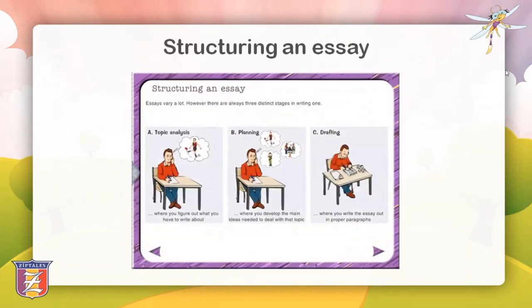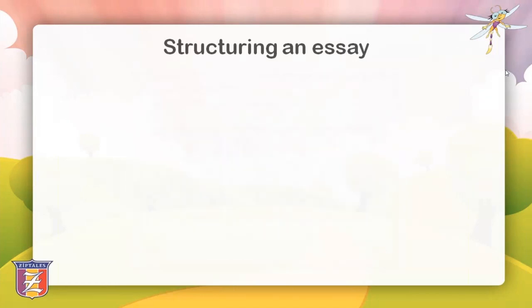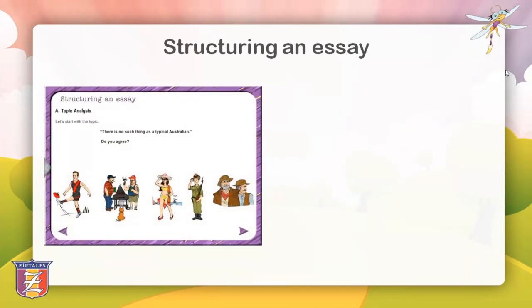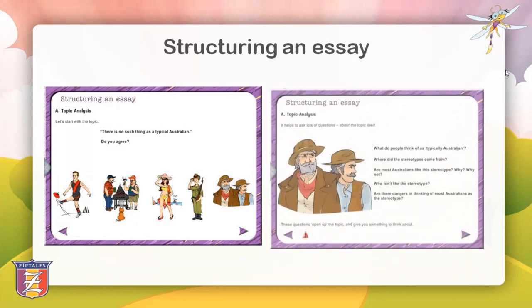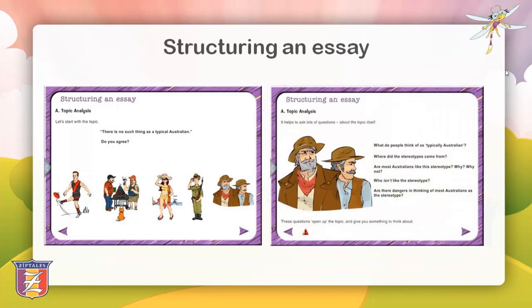Having established the parameters of the text type, we move rapidly on to topic analysis, planning, and drafting. At this point, a specific example is needed. The topic, "There is no such thing as a typical Australian," provides the necessary ground for analysis. This topic is shown being broken down into a series of questions, with illustrations, for maximum impact. Having done a sample topic analysis, the lesson proceeds to demonstrate the planning stage.